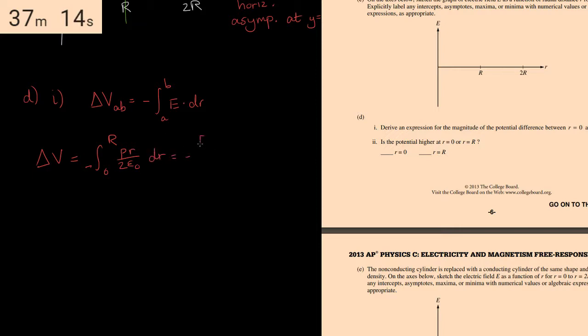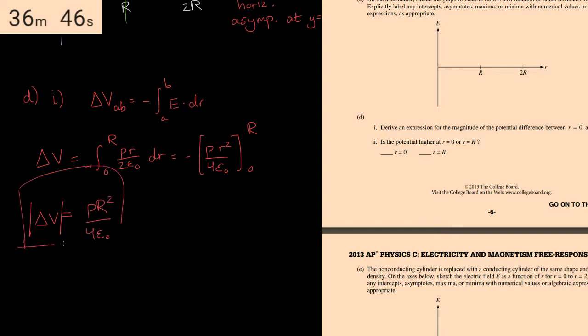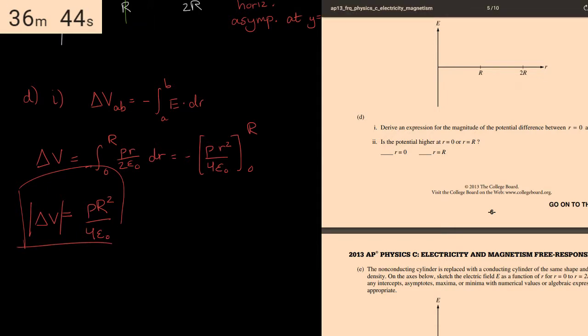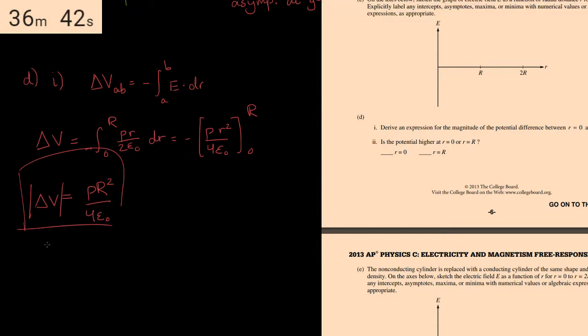This is just the negative of, we pull out all the constants, well, really we don't need to, we'll just make this r squared over 4 epsilon 0 evaluated at 0 and big R. And if we finally evaluate this, remember this is asking for the magnitude, so we can chop off the negative sign because we're taking absolute value. The magnitude of this potential is just going to be rho big R squared over 4 epsilon 0. That concludes part D I.